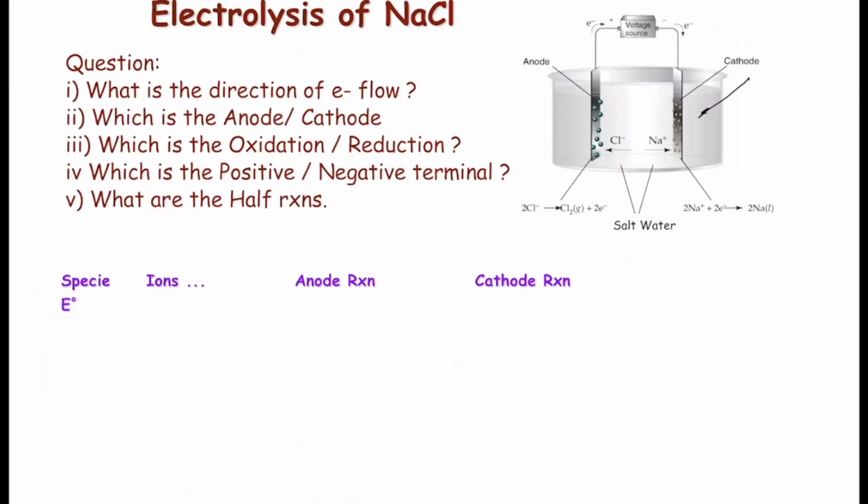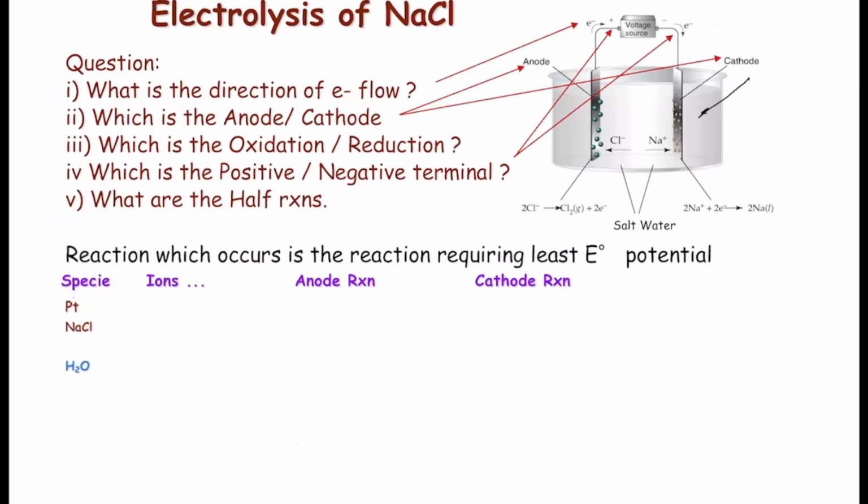Again, you always need to break it down to what chemicals you have. We have platinum wire, we have sodium chloride, and we have water. What are the species that are going to do chemistry? We've got sodium chloride and water. Platinum's not going to do anything. It's an inert electrode.